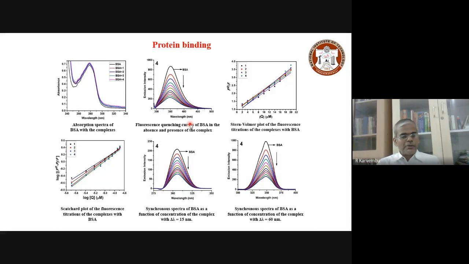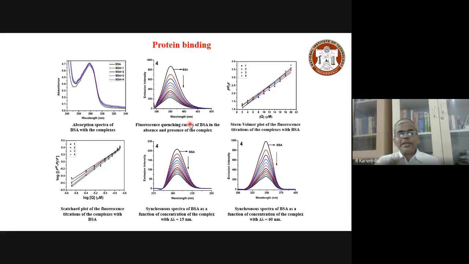Right. Now, when we take these molecules as a drug, it has to be transported to the cancer cells. And how are the drug molecules transported? These molecules are transported through blood. How? Blood contains protein. The drug molecules bind with the protein and then are transported through the bloodstream.